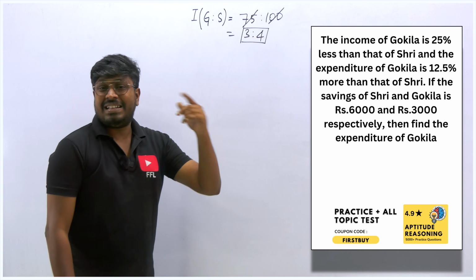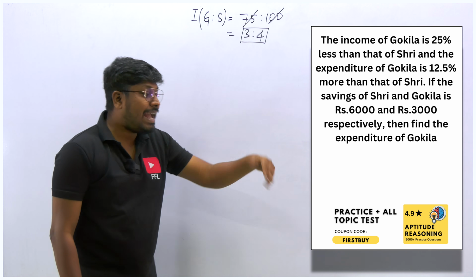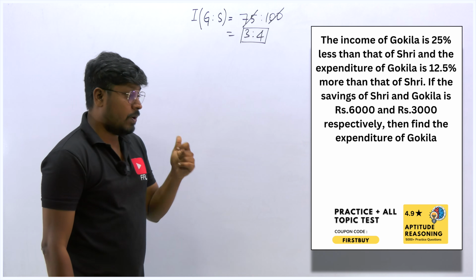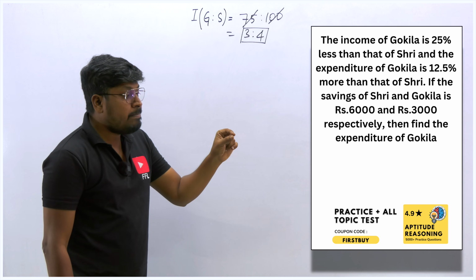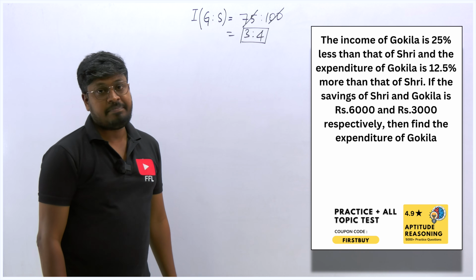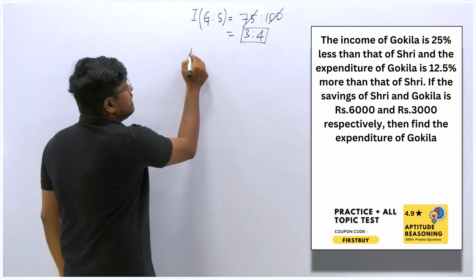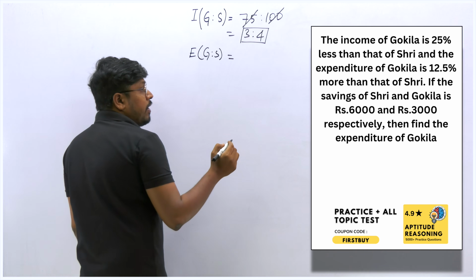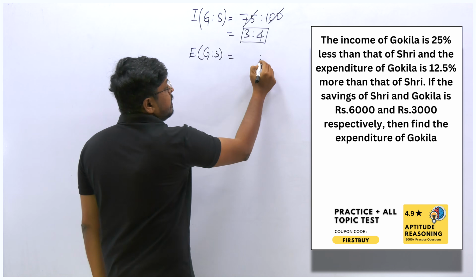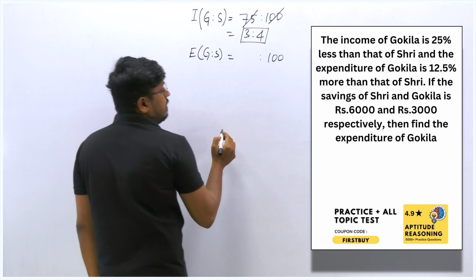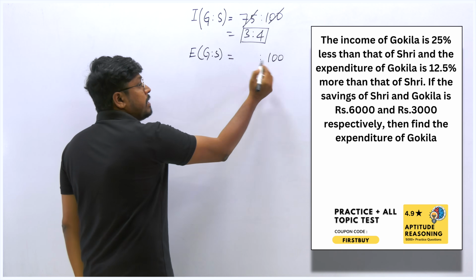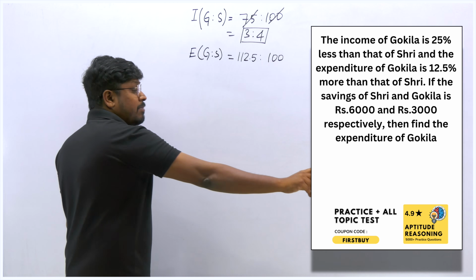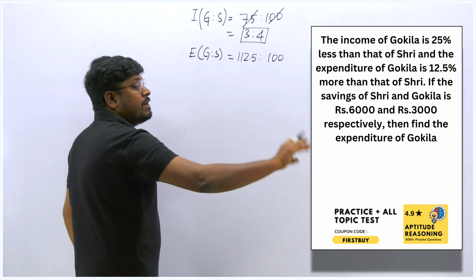So now let me move on to the second point, what they are talking about, the expenditure. According to the question, the expenditure is 12.5% more than that of Sri, right? So now the expenditure ratio of Gokila and Sri, which is 12.5% more than Sri. So let's take Sri as 100. So what about Gokila? 100 plus 12.5, which is 112.5%, because that's the point they have given, 12.5% more.